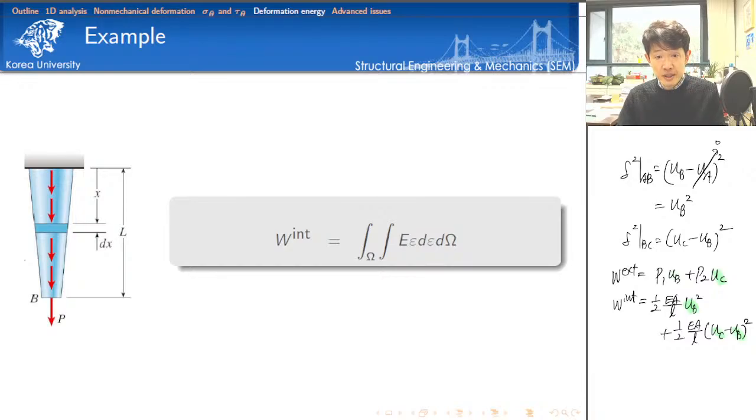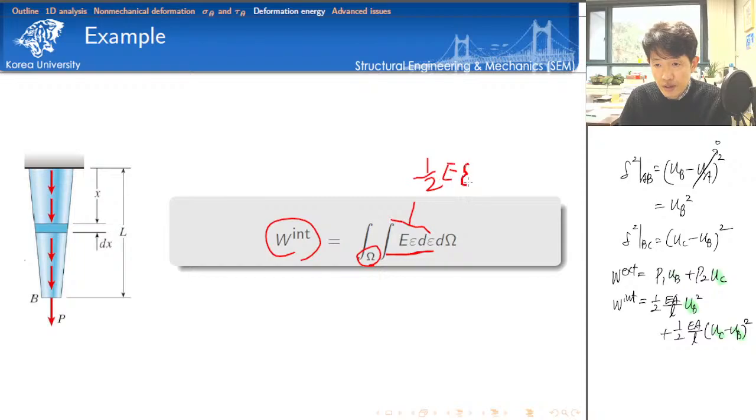And the next problem is a case with a continuously changing load, a distributed load here. Even in this problem, the internal work is exactly the same. We need to integrate over the volume the deformation energy density. This is always the same. If you consider an elastic problem, this is nothing but a half elastic modulus times strain squared.